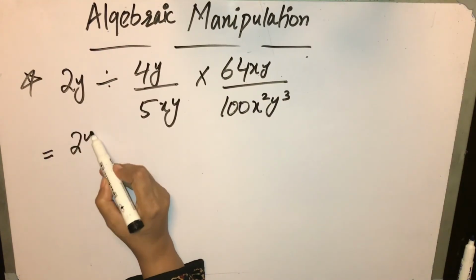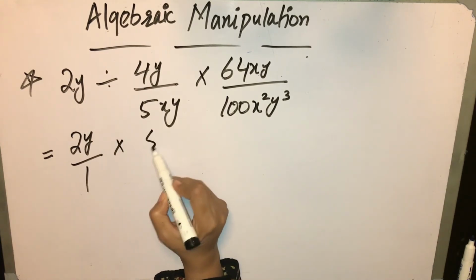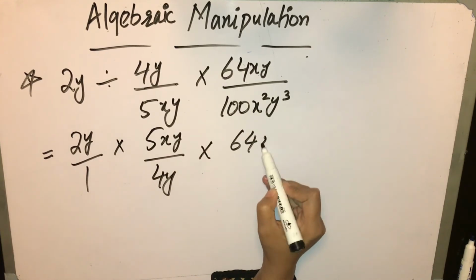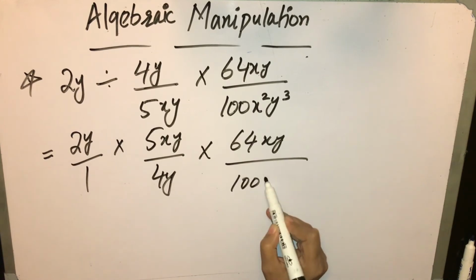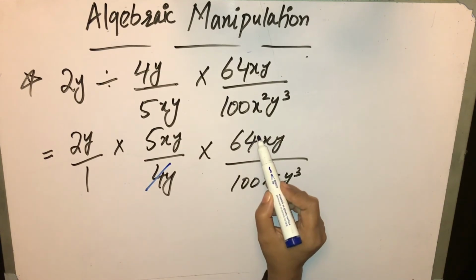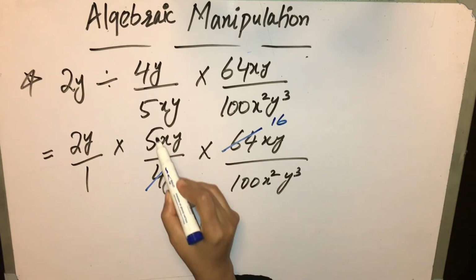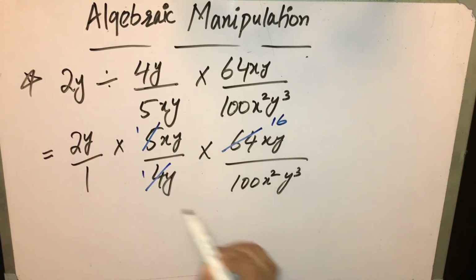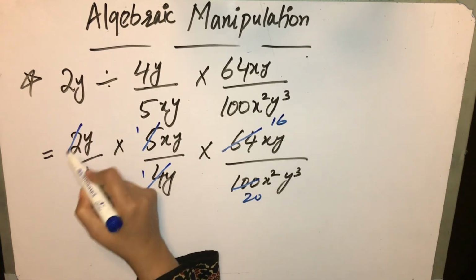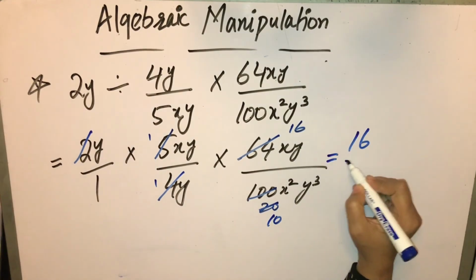I shall make this 2y as 2y over 1 to make it a fraction. Division sign into multiplication. 5xy over 4y multiplied by 64xy over 100x^2y^3. Here I can cancel this 4 with 64, 16. Then I can cancel this 5 with 100, 20. I can also cancel this 2 with 20. It will be 10. Now we can write it as 16 over 10.